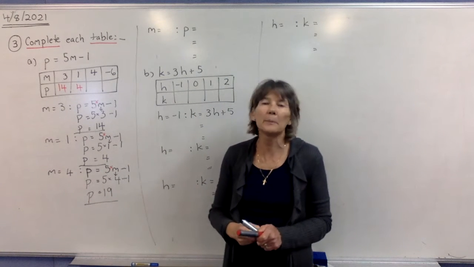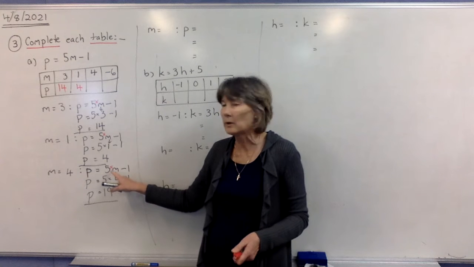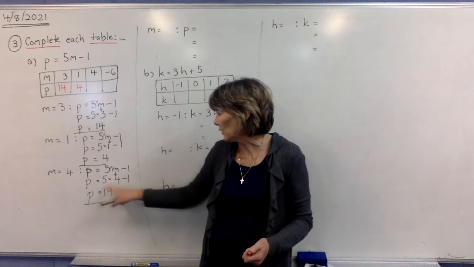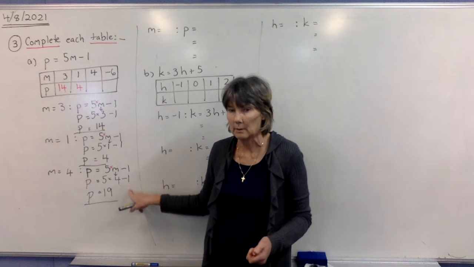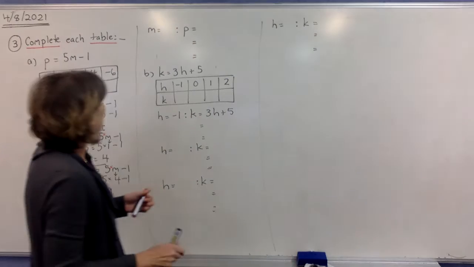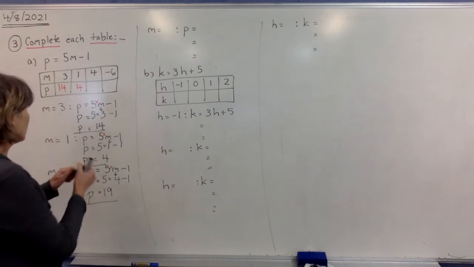So what actually happens in the test, boys, is that sometimes people don't put the times sign in. So what they write here is p equals 54 minus 1. And they get an answer of 53. So the times is really important. Okay, let's look at the next one. I'll put that number in first.